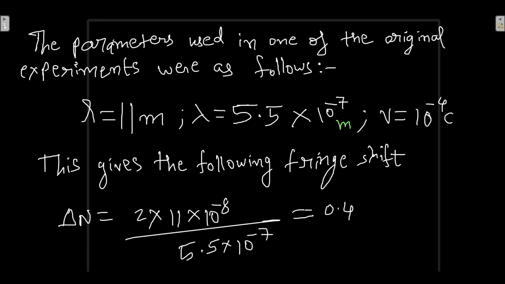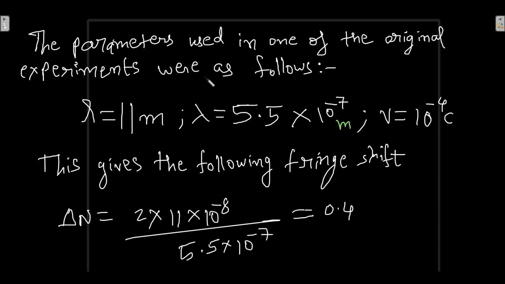Now this particular thing we have already proved in this lecture, in the preceding slides. We have already proved that V is equal to 10 to the power minus 4 C. And L is equal to 11 meter experimentally, and lambda is equal to 5.5 into 10 to the power minus 7 meter experimentally. So this gives the following fringe shift.